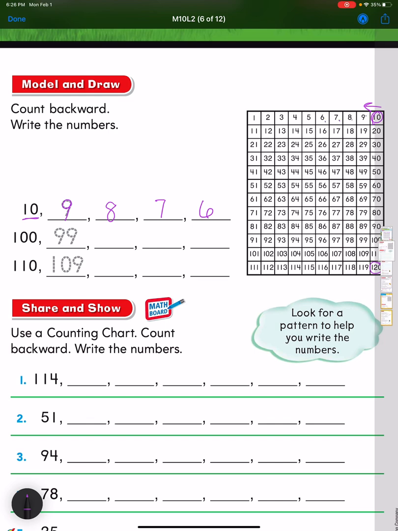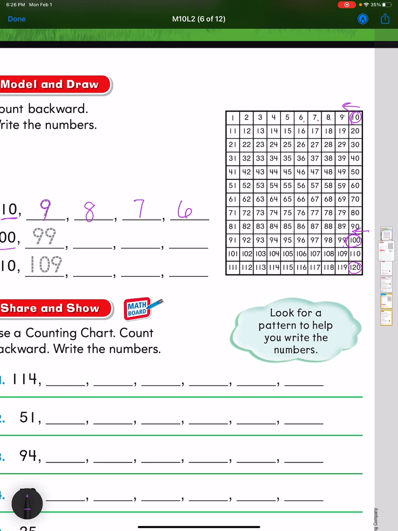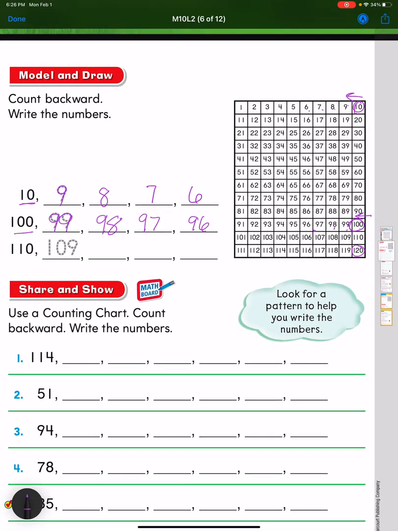All right, now let's start at 100. So here's 100. We're going to go backwards. So the number before 100 is 99. Before that is 98. Before that is 97. And before that is 96. All right, now let's start at this one, 110. So here's 110. Remember, we're going backwards. We're decreasing.